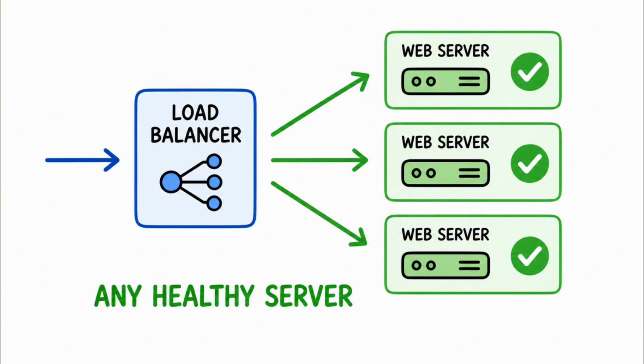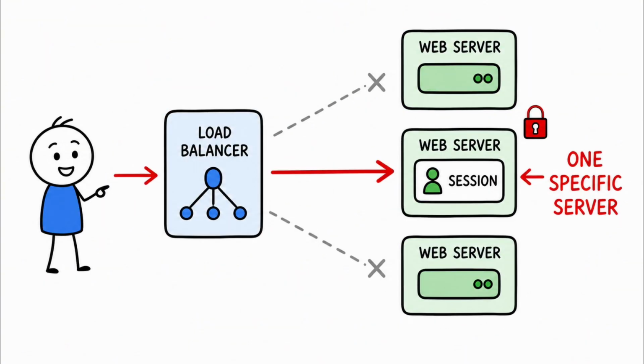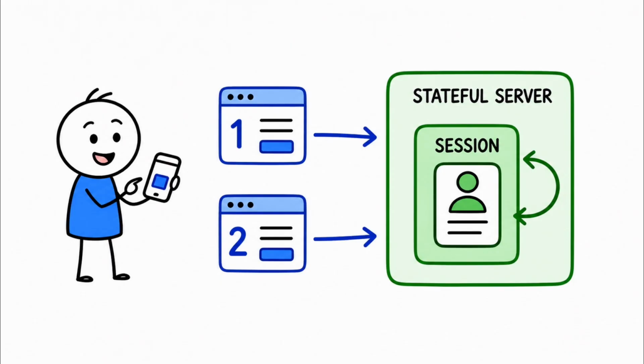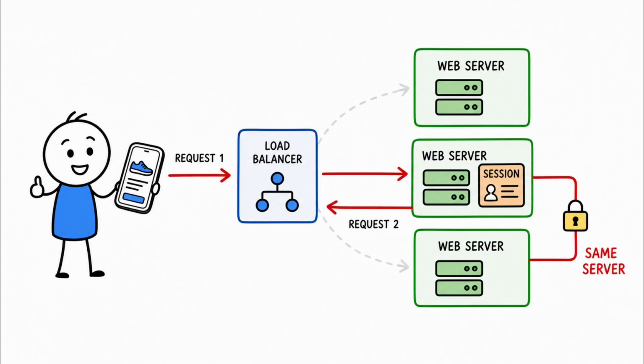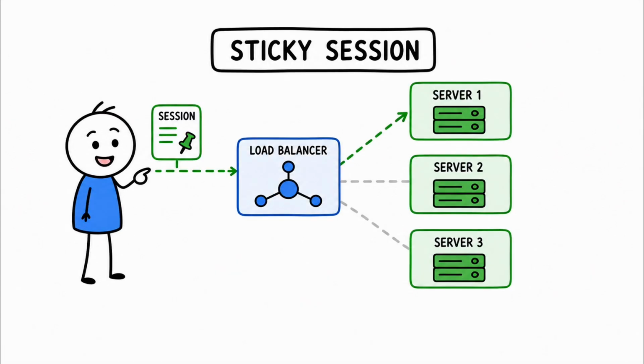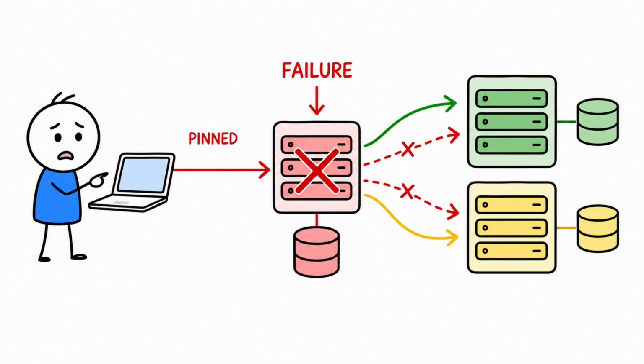The load balancer can use any healthy server only if a user session is not stored inside one specific server. A stateful web server remembers information between a user's requests. If one server holds a user's session, later requests must return there. This server affinity is often implemented with sticky sessions, but sticky sessions make failures, rebalancing, and server removal more difficult.